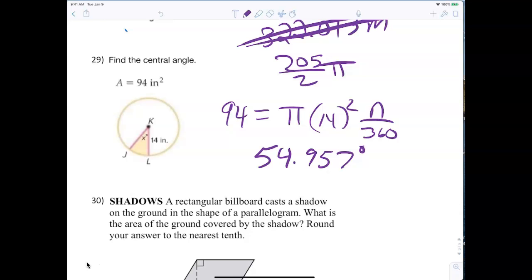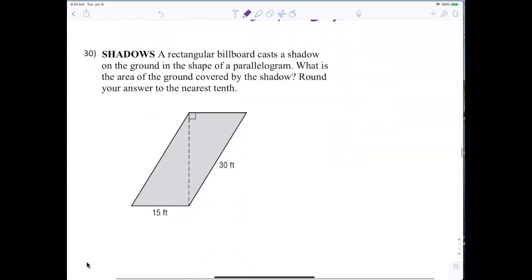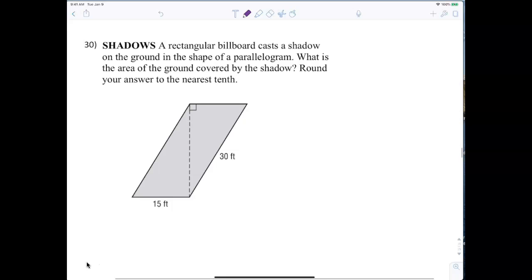All right, let's just do a couple more because I feel like I'm just going through this. All right, a rectangular billboard casts a shadow on the ground in the shape of a parallelogram. What is the area? If you said 30 times 15, just slap yourself. Go ahead. All right.